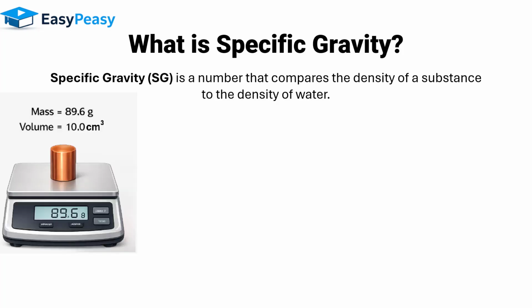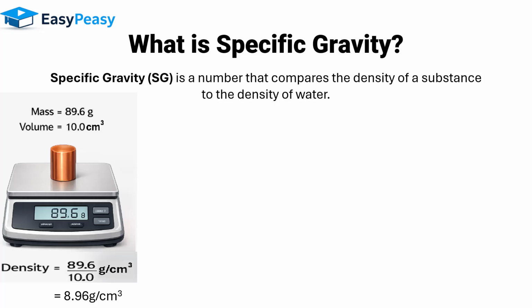For example, we have this copper pellet with a mass of 89.6 grams and a volume of 10 centimeter cube. Now, the density can be calculated by mass over volume. So we just need to divide 89.6 by 10 and the density of this copper pellet will be 8.96.